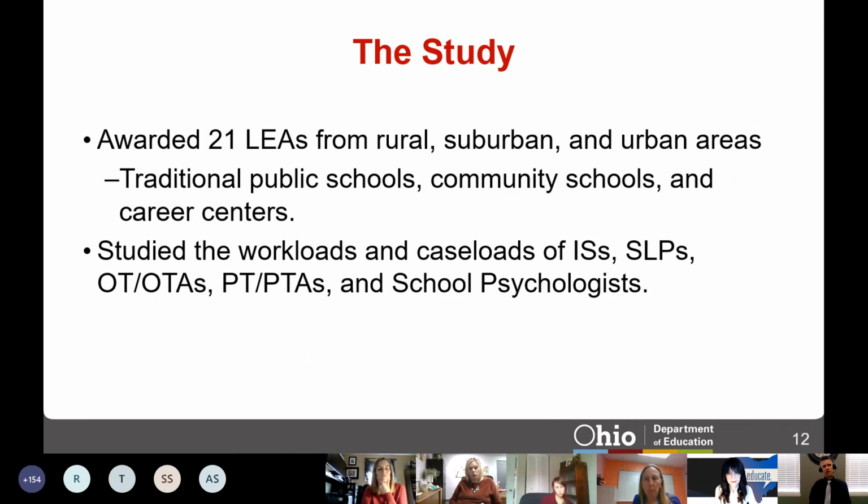And 21 school districts, or local educational agencies rather, ended up applying. There was a pretty nice spread from the different typologies in Ohio, so rural, suburban, and urban. Those 21 districts were able to study the workload and caseloads, not of just speech pathologists, but also intervention specialists. There were a lot of OTs, PTs, as well as assistants and school psychologists involved in the study. The school districts developed and then implemented their workload approach to see if they were able to come up with a determination that would meet their needs.